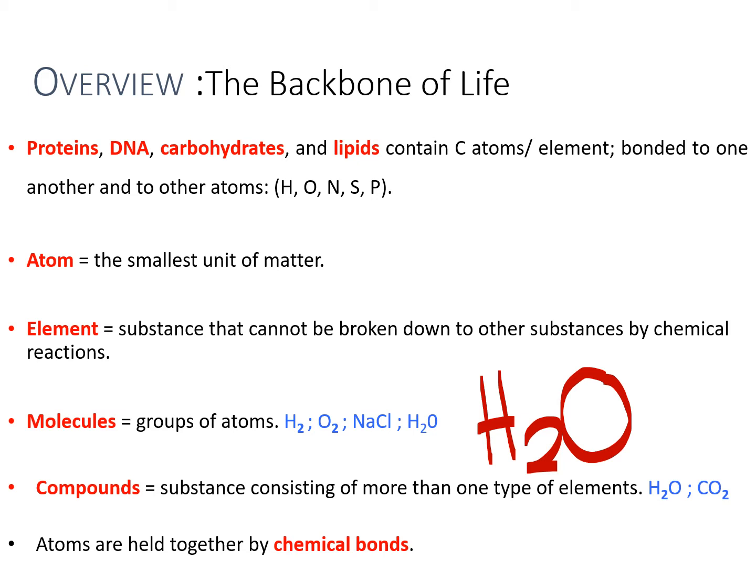And then carbon dioxide is also a crucial reactant in the process of photosynthesis, where plants will use the carbon dioxide to produce sugar at the end of the process. Sugar is produced through photosynthesis. And then these atoms are held together by chemical bonds.